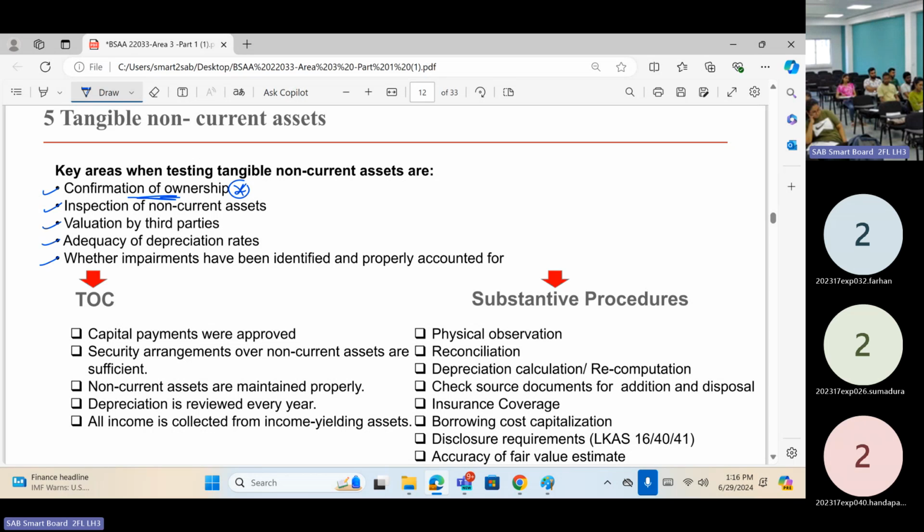So those are the nature and surroundings of the non-current fixed assets. That's the environment. That's the nature of that balance. You have to study that first.